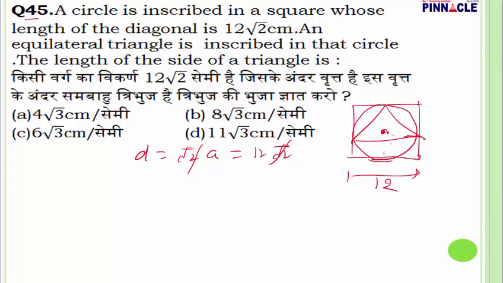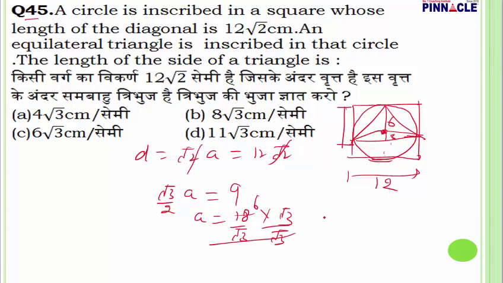If the side is 12, then radius would be equal to 6. If the circumradius is 6, then height would be 6 plus 3, that is 9. 9 would be the height of the triangle. Why? Because the centroid will divide the median in 2:1 ratio. If this portion is 6, then the lower portion will be equal to 3, which is 2:1. So total height is 9. Root 3 by 2 a is the formula, which is very very important, equal to h, and h we have 9 here. So a is equal to 18 by root 3. You can rationalize it because the answer is given in rationalized form. So that should be equal to 6 root 3, which is a, and a is the length of the side of the triangle. Answer is C.